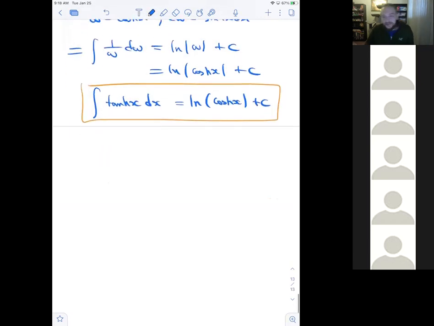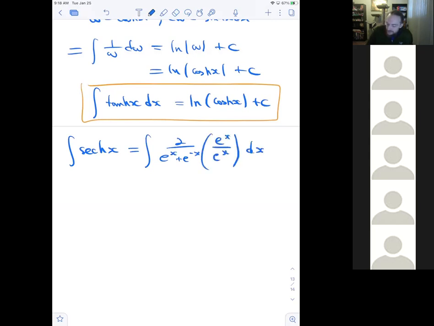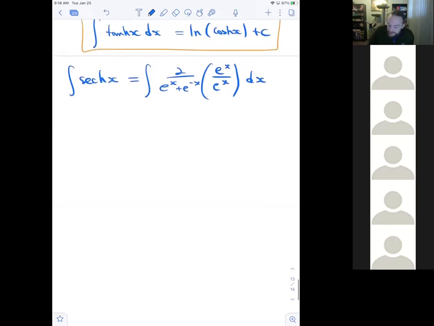We can get at the other ones. I need partial fraction decomposition, essentially. But the integral of sech x is equal to, I'll start this off, and then I'll show you, the integral of 2 over e to the x plus e to the negative x dx. What I really want to do is cleverly multiply by e to the x over e to the x to cancel the negative one. This gives me 2 times the integral of e to the x dx over e to the x squared plus 1.